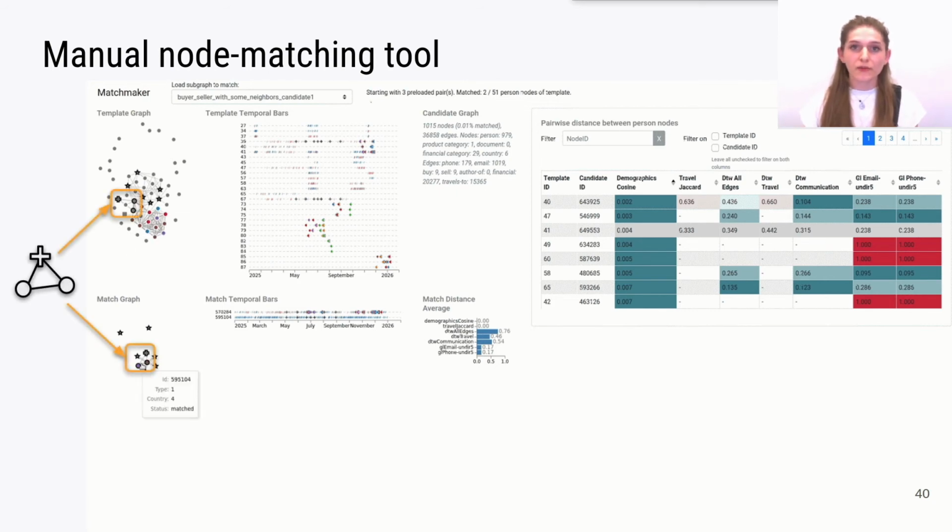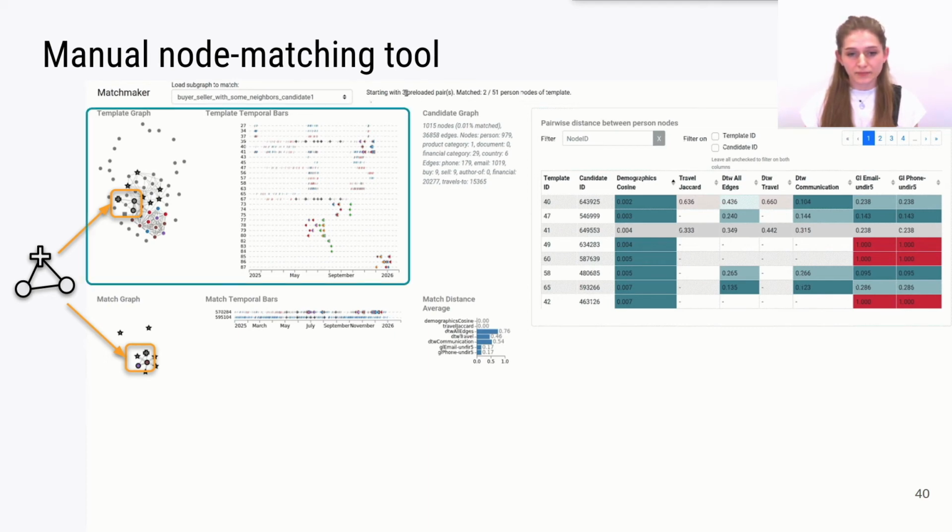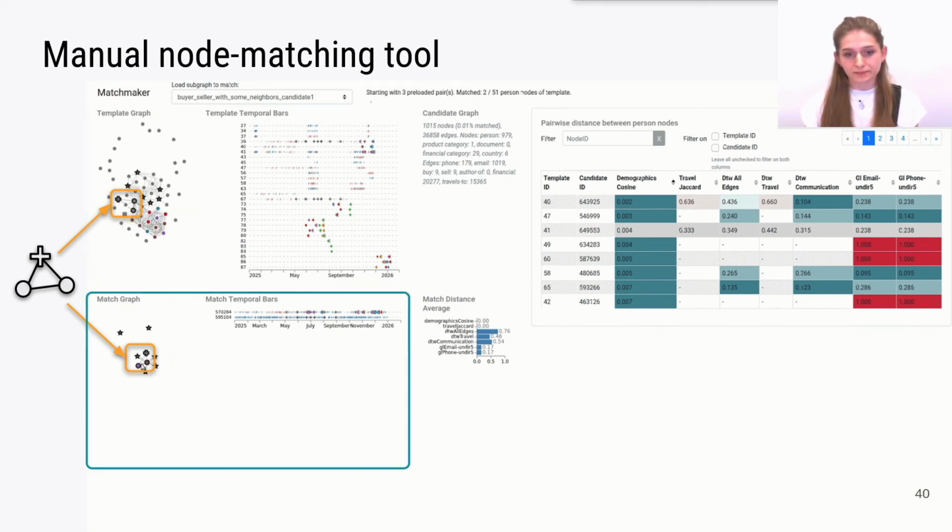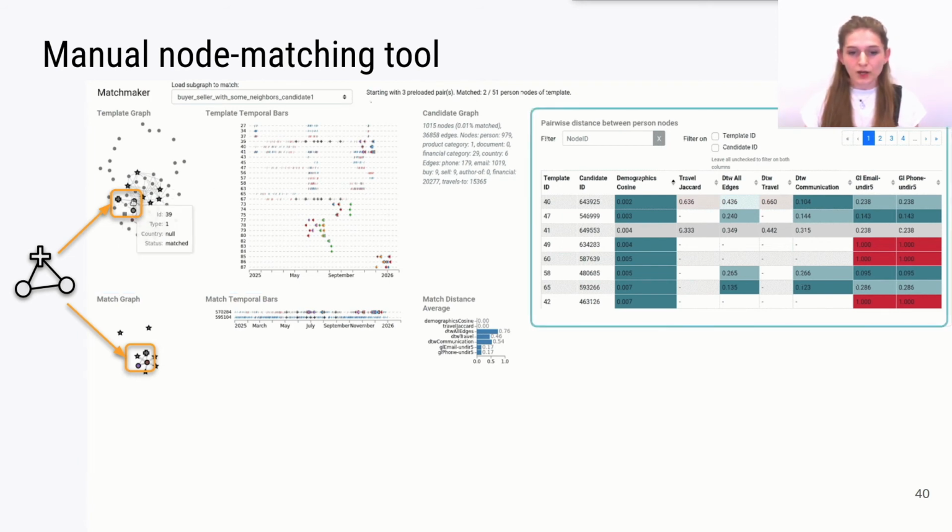In this example, we start with a candidate graph extracted from the large graph around the buyer-seller pattern. On the top, we see summary views for the template graph, one showing the structure, the other showing temporal activity. On the bottom, the views are the same, but for the match graph. Initially, the match graph contains the buyer-seller pattern plus the country nodes. On the right, a table shows the list of possible node pairs with their distance along multiple metrics. We start by looking at node 47 because it is connected to the match nodes and also involved in a pair with promising results.